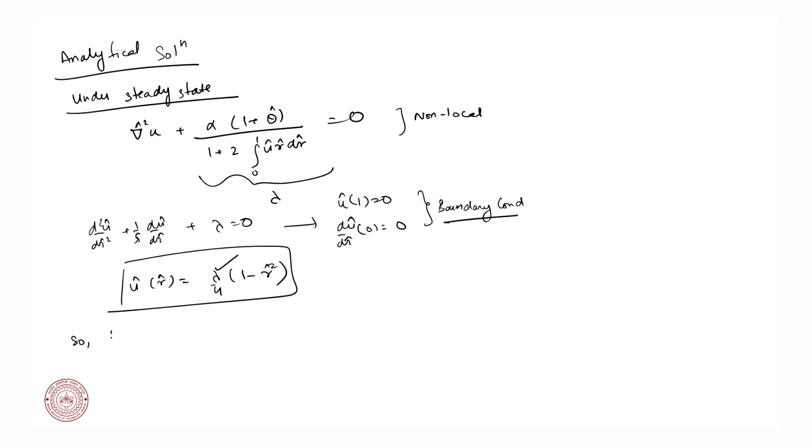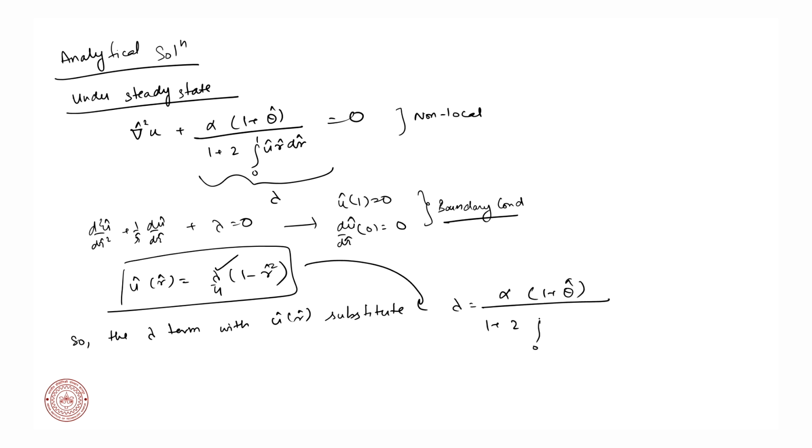So, the lambda term, with u of r hat substituted from where? Substituted from here. We will get lambda equals alpha (1 plus theta hat) divided by 1 plus 2 integration 0 to 1 of this u hat term, which we will replace by lambda by 4 times r hat dr hat. Now, if we try to solve this equation for lambda, we will get an equation that is lambda square plus 8 lambda minus 8 alpha equals 0.